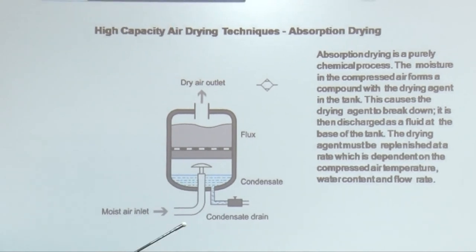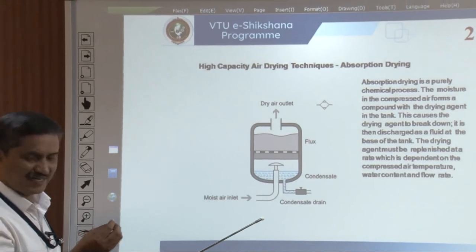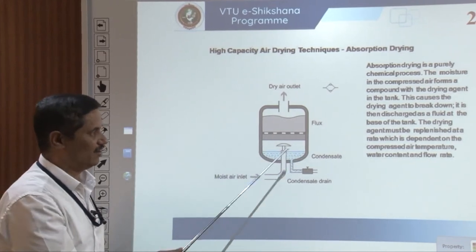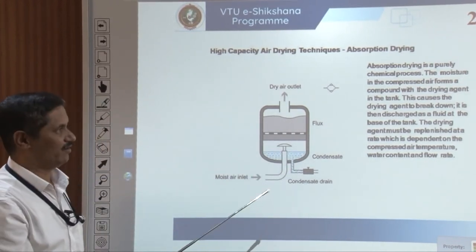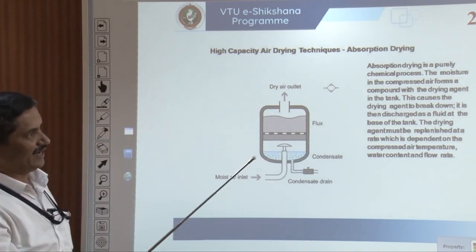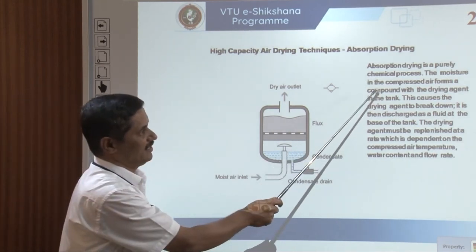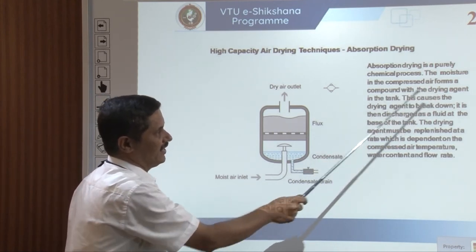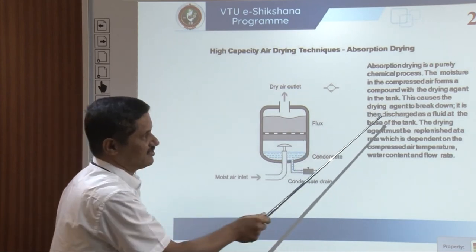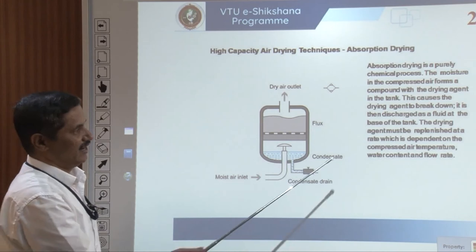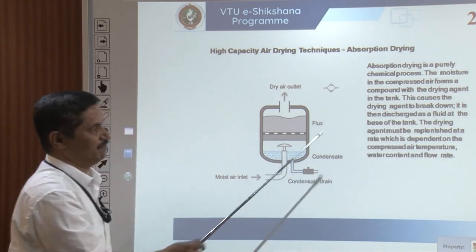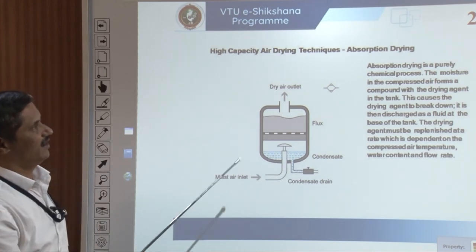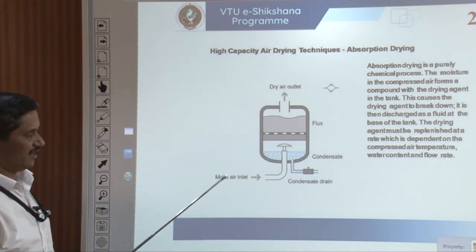Here we use materials like silica and activated carbon, these kinds of elements, which can hold the moisture and can be separated out. So absorption drying is purely a chemical process. The moisture in the compressed air forms a compound with drying agents in the tank. This causes the drying agent to break down and then discharge as a fluid at the base of the tank. Okay. So these are the types of dryers which we use in the absorption type.